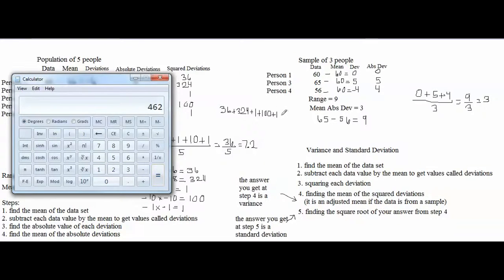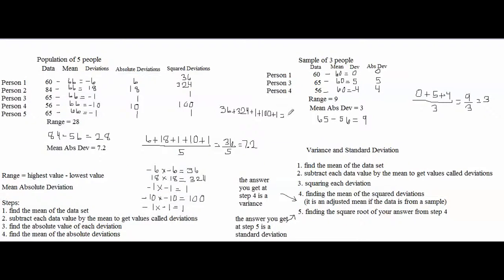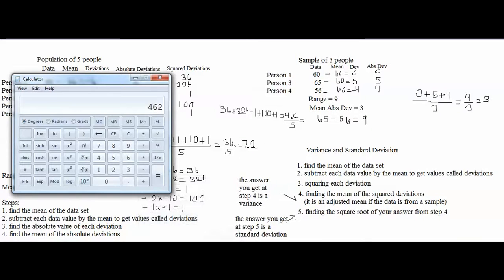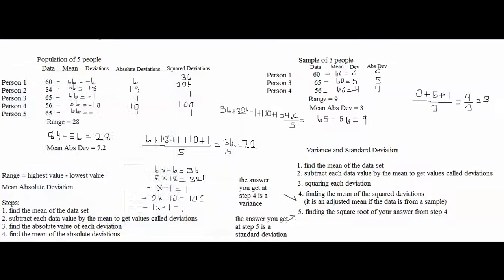So the total is 462. Now we divide 462 by 5 and we get our answer. We get 92.4. So the variance is just the mean of the squared deviations. Just like how the mean absolute deviation was the mean of the absolute deviations, the variance is just the mean of the squared deviations. And it came out to 92.4.